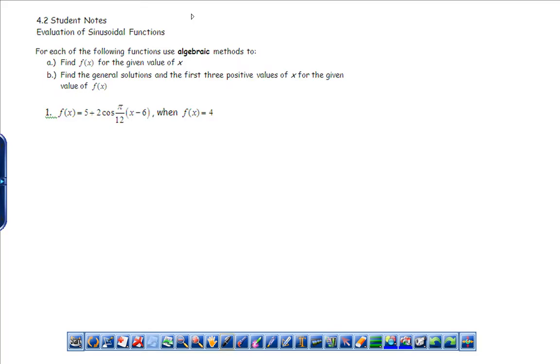Okay, this is 4.2, Student Notes, Evaluation of Sinusoidal Functions. So I've given you a function here, and it looks like I took this off. So I'm going to find the general solutions and then find the three positive values.